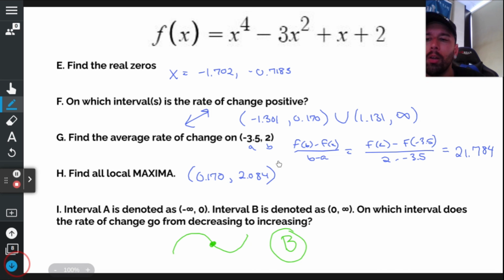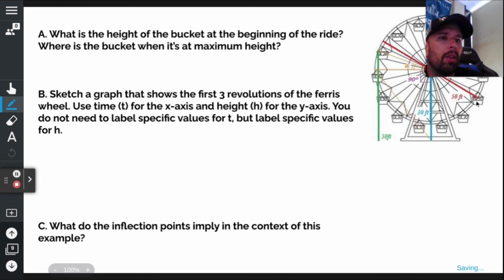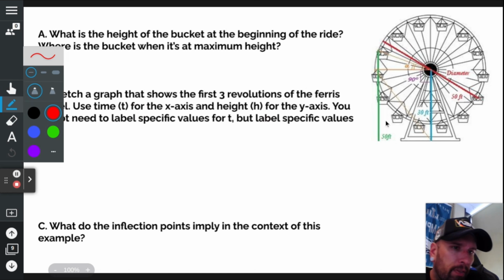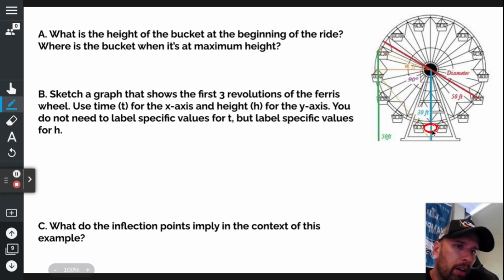All right. So the last one, the Ferris wheel problem. We have a picture of a Ferris wheel. We are going to assume with this Ferris wheel that at the very beginning, we are sitting at a bucket at the very bottom of the Ferris wheel.